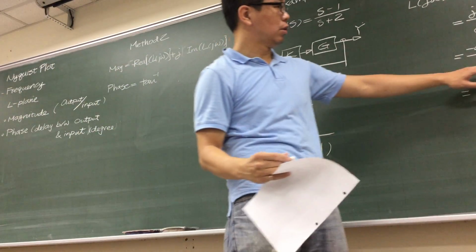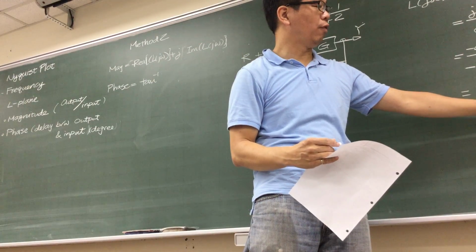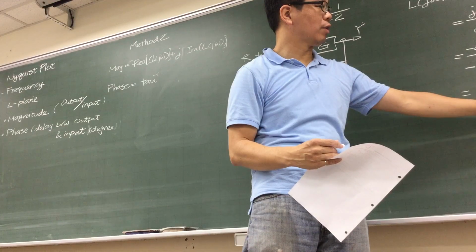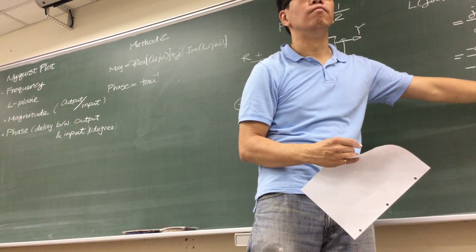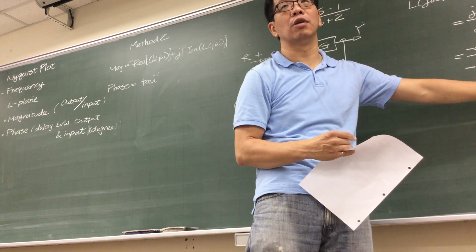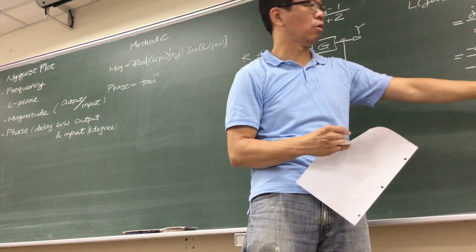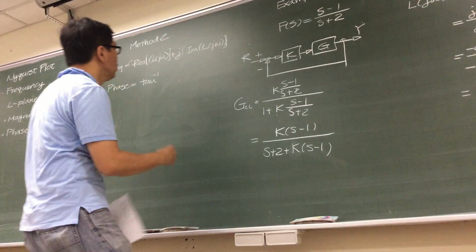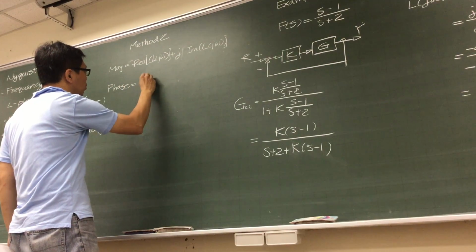Do we care about this part? We don't, because if we have something like this, it is going to be just a constant, and the constant or the gain doesn't really affect the phase of everything. So this part we don't need to worry about, but we do have a negative sign in front of it. So we have negative 180 degrees.